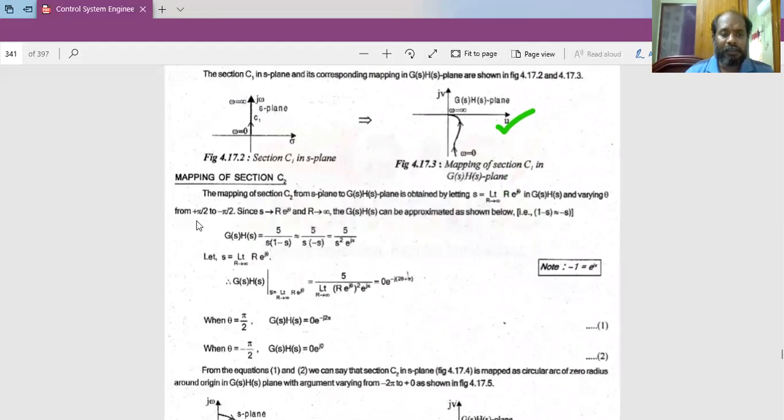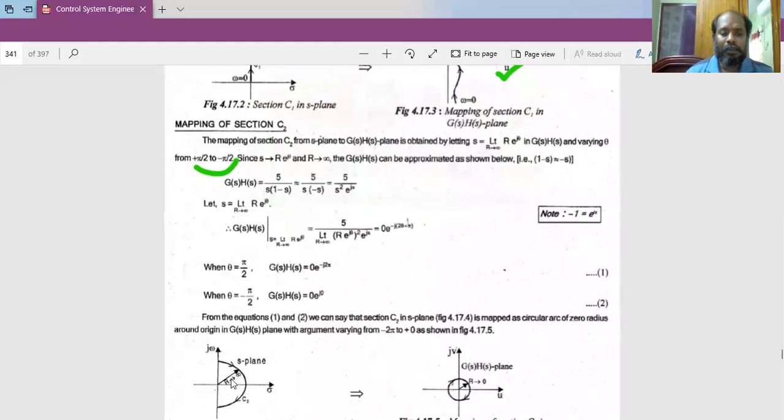Now you will see about C2. For C2, the phase angle varies from minus pi by 2 to plus pi by 2, and the radius of the mapping C2 will be infinity. So you replace s with R e power j theta, and R tends to infinity. In that case, what happens? This 1 plus s term can be treated as equivalent to s.